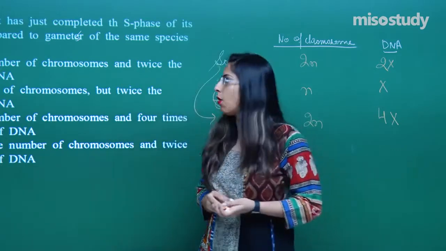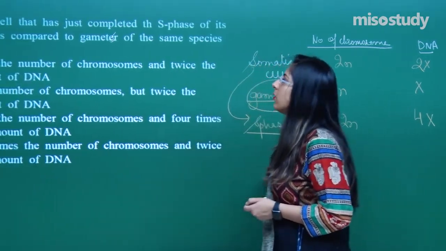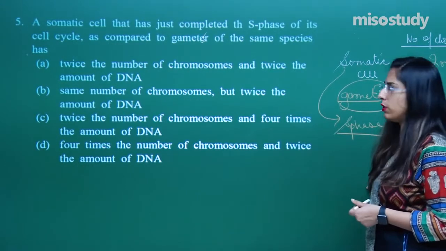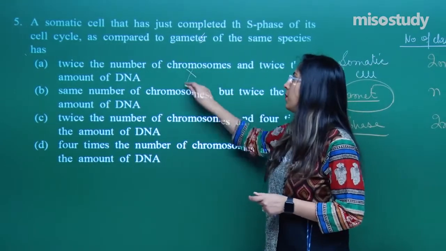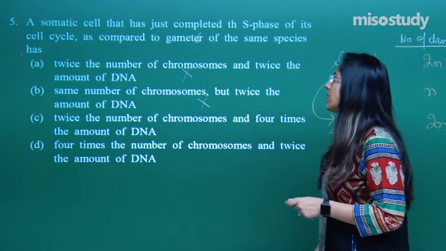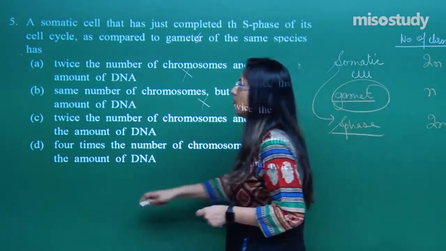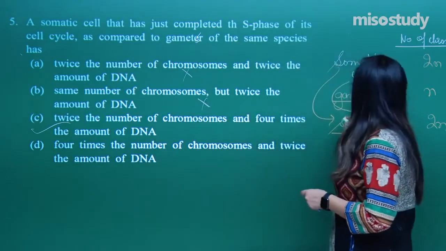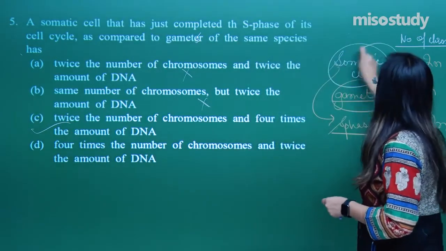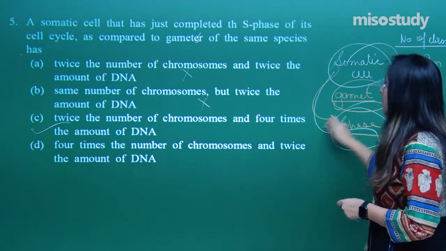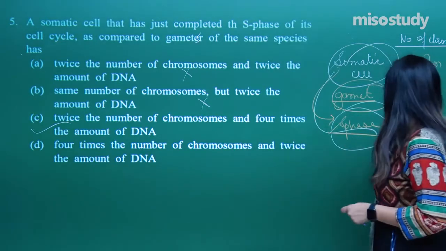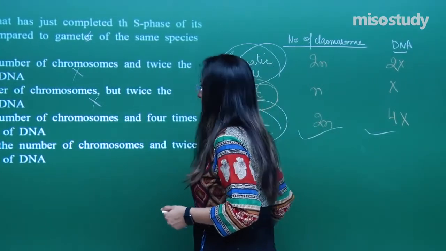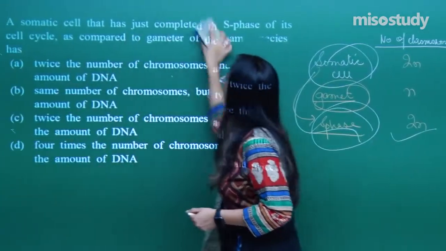So let's look for the options. A indicates twice the number of chromosomes and twice the amount of DNA. No, this is not the right option. Same number of chromosomes, not at all. Twice the number of chromosomes and 4 times the amount of DNA. This is the correct option because we are discussing somatic cells after this S phase. So the correct option is 2n and 4x. So the correct option is C.